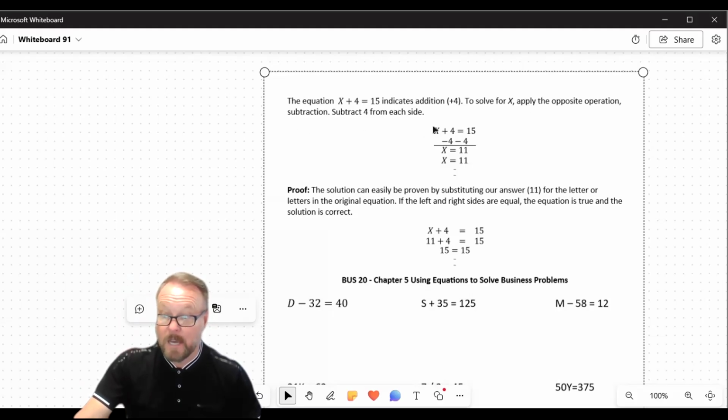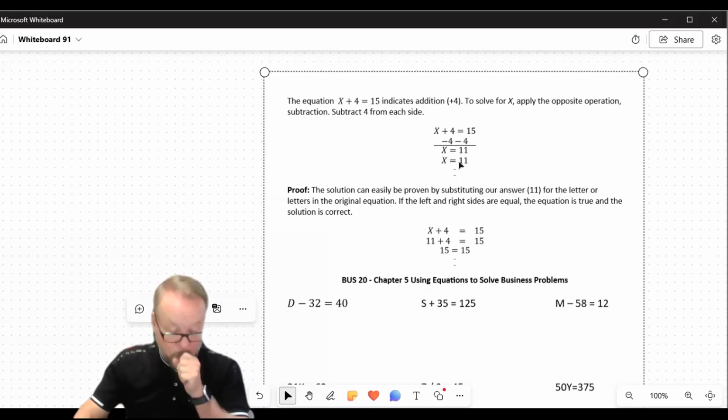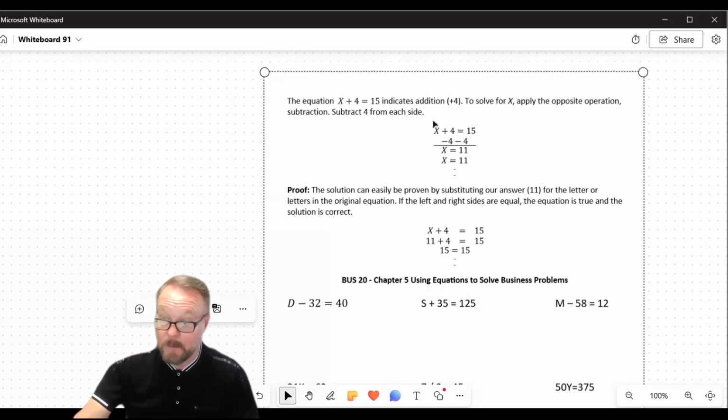So in order to isolate this x, we need to move the 4 from one side of the equal sign to the other. So we would just minus it. Since it's an addition problem, we'd minus it from both sides. That means x equals 11. We can go back and check. We can put in 11 where x is. 11 plus 4 equals 15. So we know we had it right.